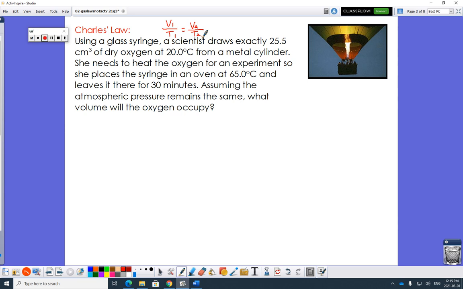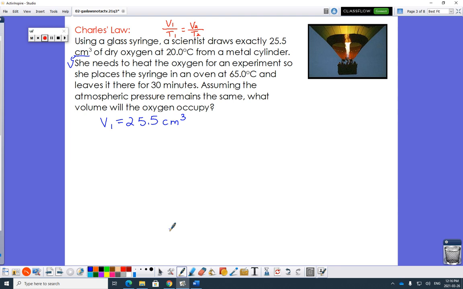So in a glass syringe, a scientist draws exactly 25.5 centimeters cubed. Okay? So this is volume. You would have to remember that from grade 9 science. Grade 9 math. But it doesn't bother us. We can use centimeters cubed. And it sort of makes sense when you consider gases and how much space they're taking up, like cubic meters. It's not a bad way to measure the volume.